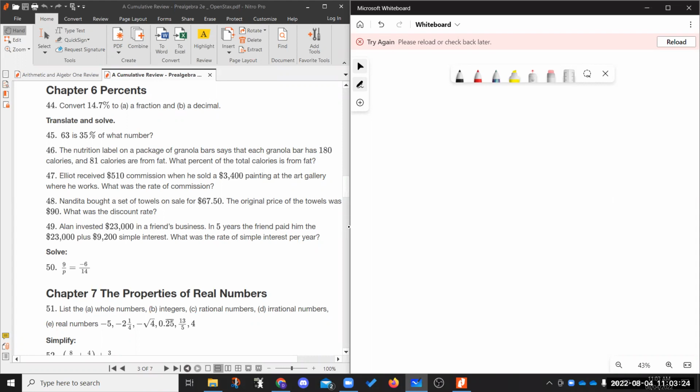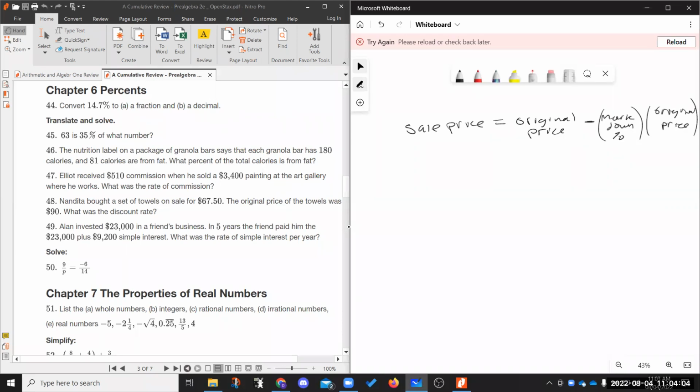So we need to, let's just look at our markup or markdown. So our markdown, our sale price is equal to our original price minus our markdown percentage times our original price.